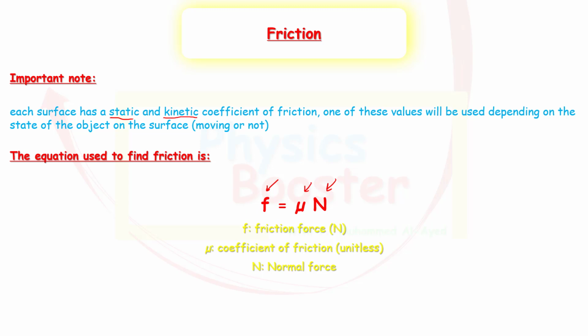So simply, friction is a force and it has a unit of N. The coefficient of friction has no unit, it's unitless. And finally, the normal force is simply a force and it has a unit of N, also newtons.